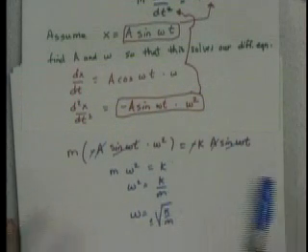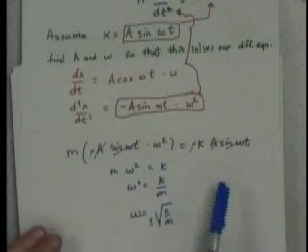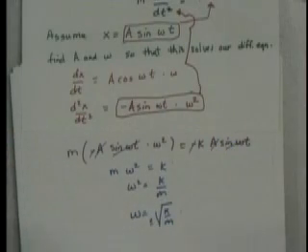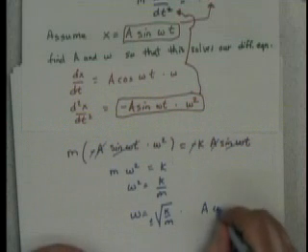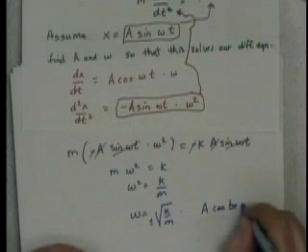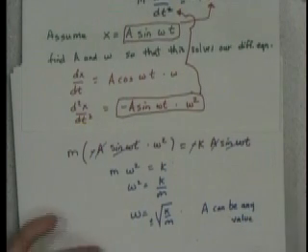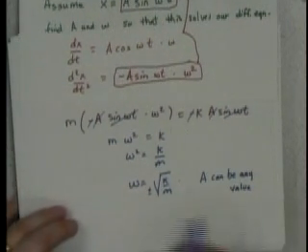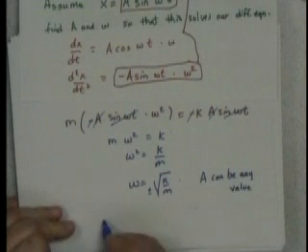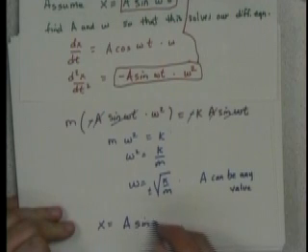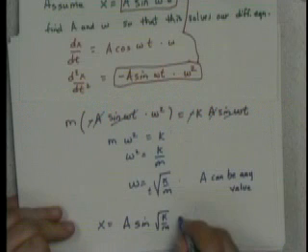Now you notice that a didn't matter because a is canceled, so a can have any value. So my solution is going to be, or one solution, a sine of the square root of k over m times t.